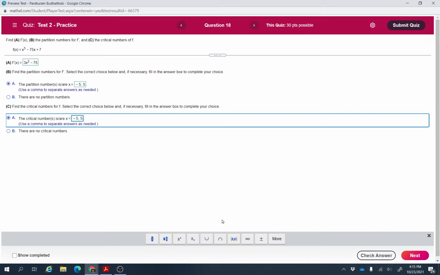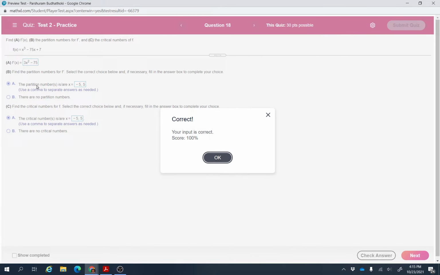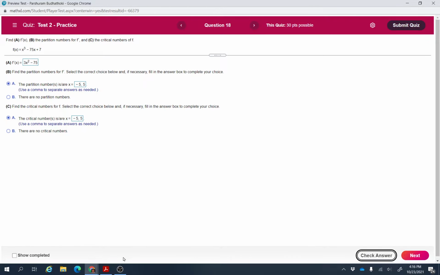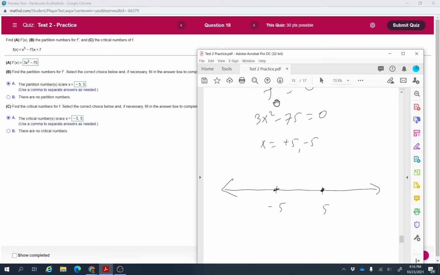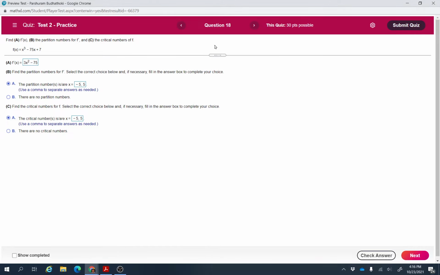Sometimes your derivative also has a point where the derivative does not exist, and you also have to include that point here. But in our case, the partition numbers and critical numbers are the same. Partition number means the number which divides the derivative. On the left side it may be a positive or negative derivative, and on the right side maybe positive or negative, but these are the points dividing the positivity or negativity of the derivative. That's why they are called partition numbers.